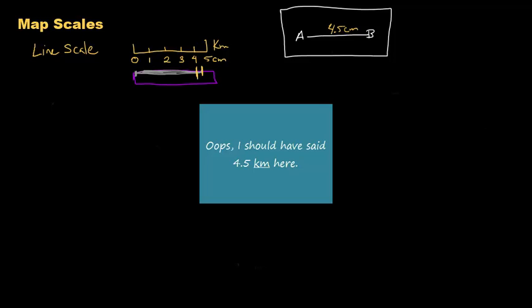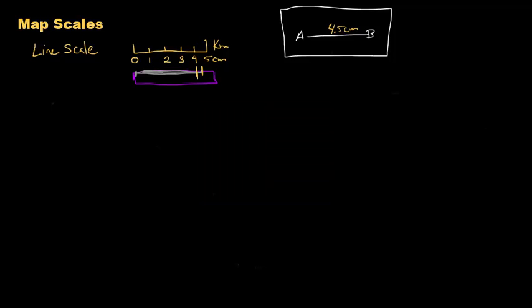All right, let's change colors and do the next type of scale. So my direct statement scale is the one that I'm moving on to now. Direct statement scale. And a direct statement scale is just what it sounds like. You're using words to describe a relationship between distance on your map and distance in real life.